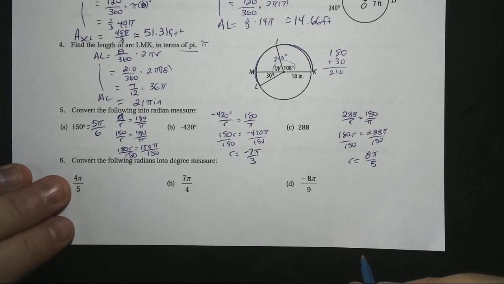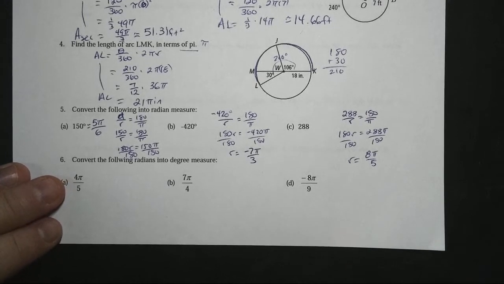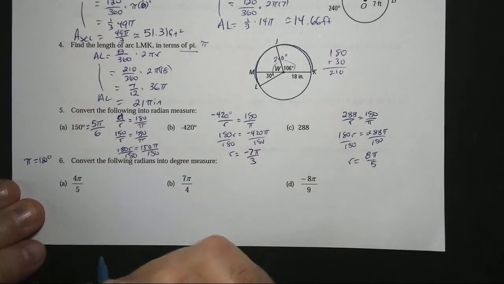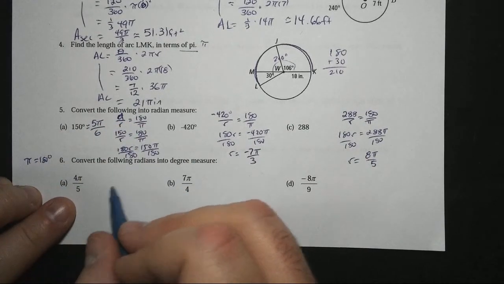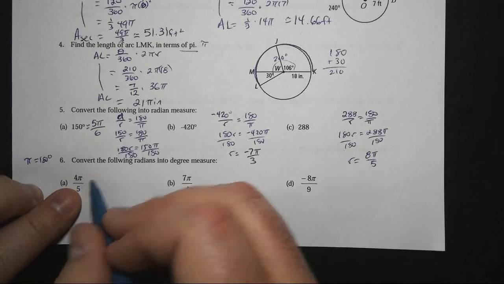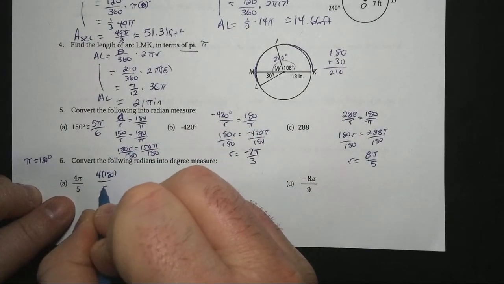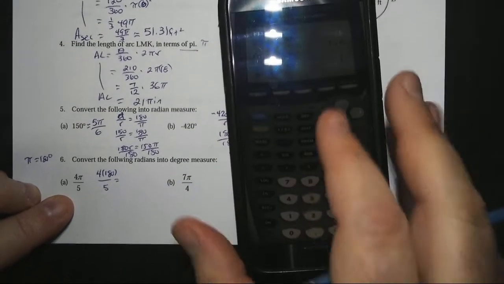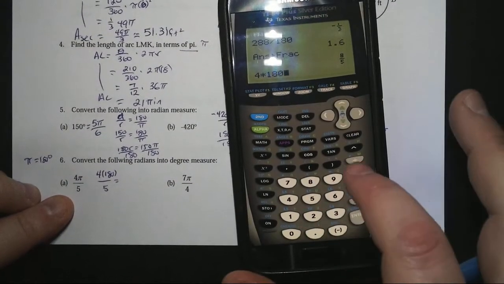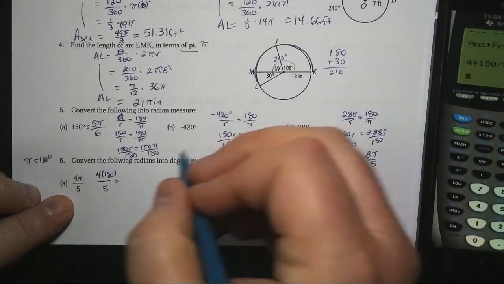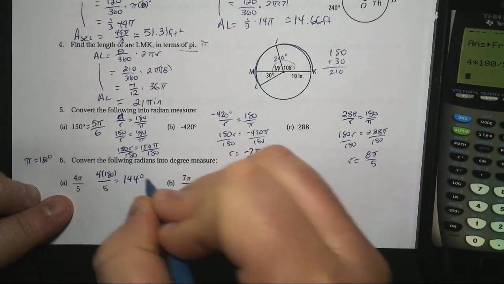Convert from radians into degrees. The super shortcut method. Pi radians, right? Pi radians is equal to 180 degrees. So when we convert from radians to degrees, we just plug 180 in for pi. It's 4 times 180 divided by 5. What do you get when you do that? 4 times 180 divided by 5. Hit enter. It's 144. This is equal to 144 degrees.